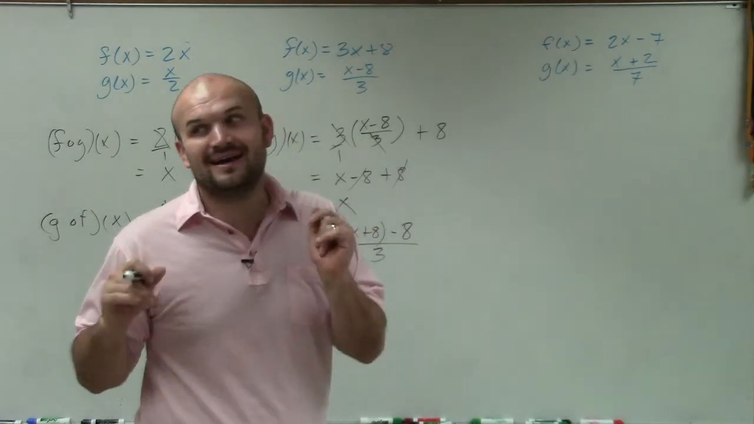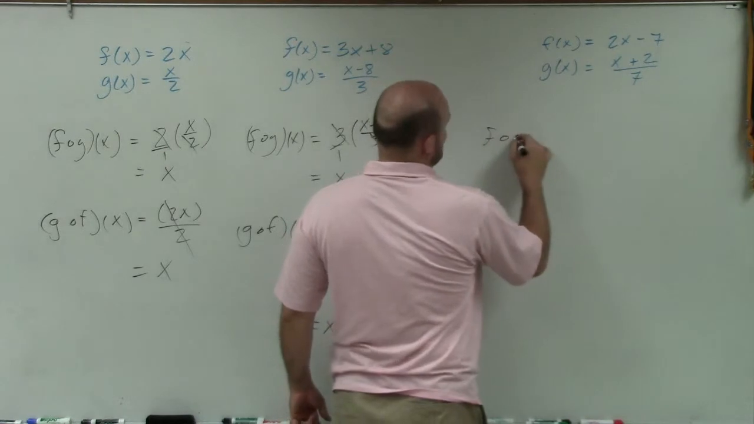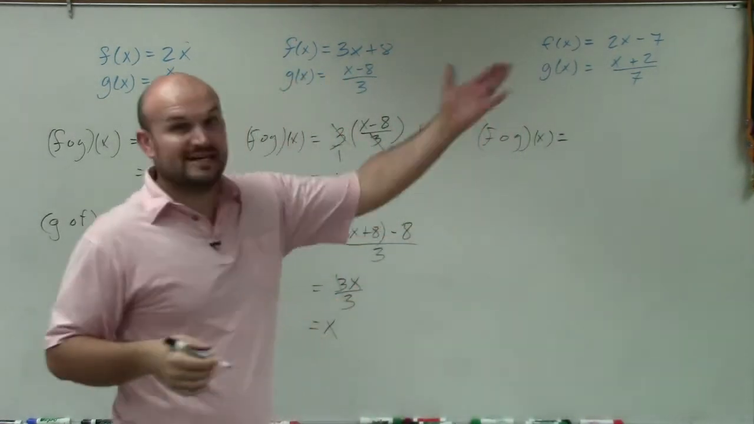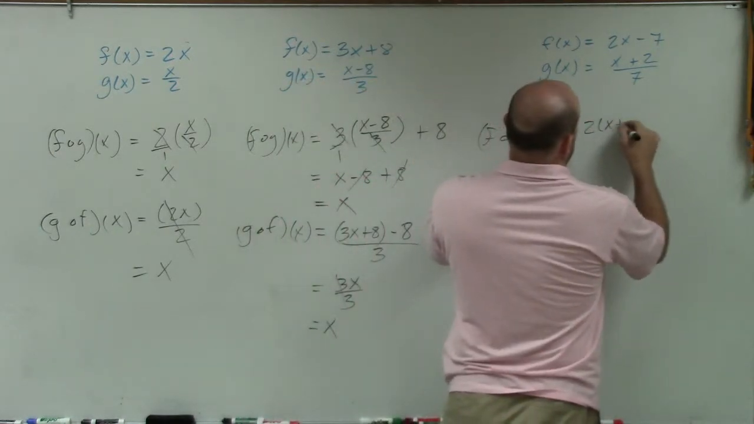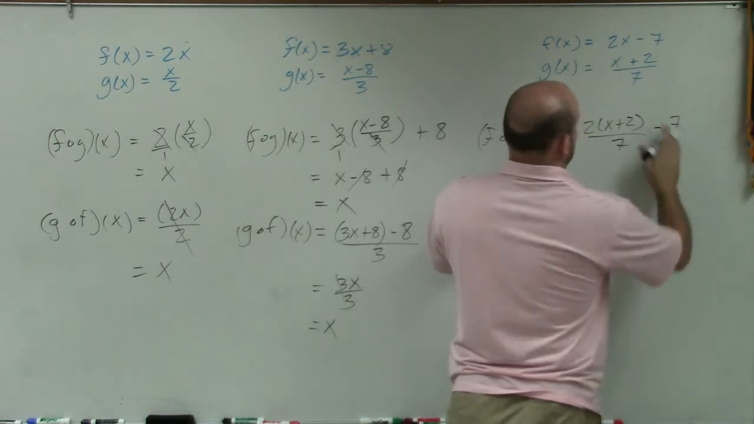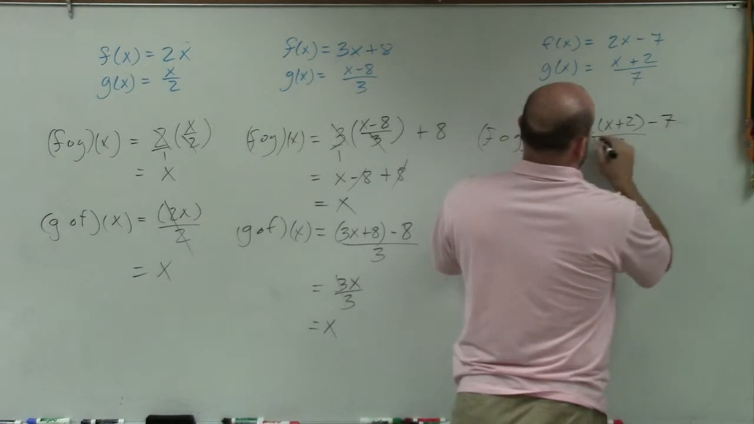I don't know, but maybe. So let's just go and look at it. Again, I'll start with f of g of x. So I'm going to plug my g of x function in for x in my f of x function. So in this case, I have 2 times x plus 2 divided by 7, minus 7. That's minus 7, and that's divided by 7.